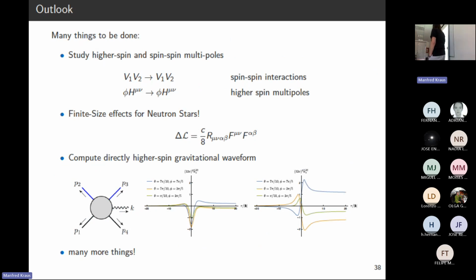For example, one can look at the scattering of two different spinning particles. Then you can obtain the Hamiltonian of spin-spin interactions. Or you can go for higher spin things like a massive spin 2 particle in order to get even higher spin multipoles out of the computation. You can study finite size effects that will be important to study neutron star physics. And of course, you can compute directly higher spin gravitational waves. And so there's a lot of things to be done.